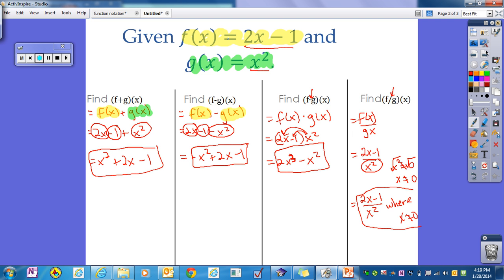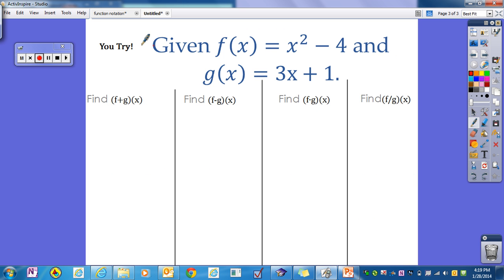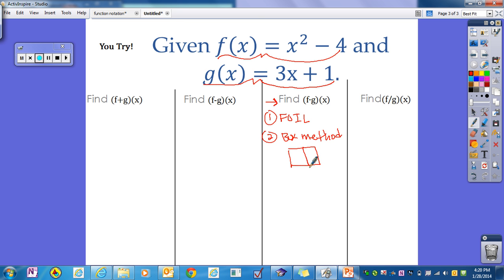Now what I want you to do on your own is the same thing, but with these two functions: f of x equals x squared minus 4 and g of x equals 3x plus 1. I'm going to let you know that when you get to the product and you have to multiply, you have one of two options. You can either 1, FOIL it, or 2, box method it, which, if you recall, you set up something like this. Because when you do this one, you're going to end up doing two terms times two terms.